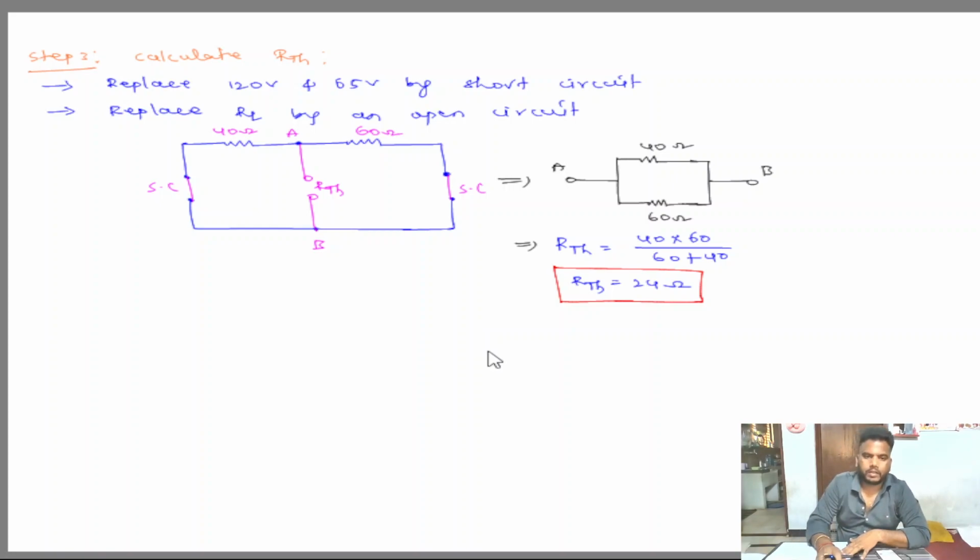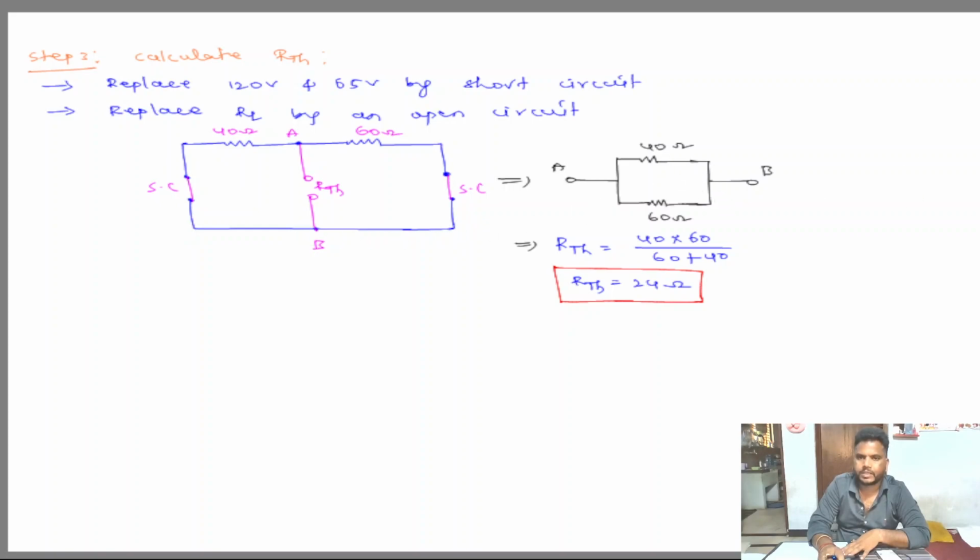Yeah. Everyone is confused about drawing this circuit. 40 and 60 are connected in parallel, but all are assuming these two are connected in series. If you draw exactly what you are writing here, 120 short, 65 short, and RL replaced, in between the open circuited terminals only we are finding RTH. This is the path, 2 points. In between 2 points, one resistor is connected like this and another resistor is connected like this. And this is the modified circuit.